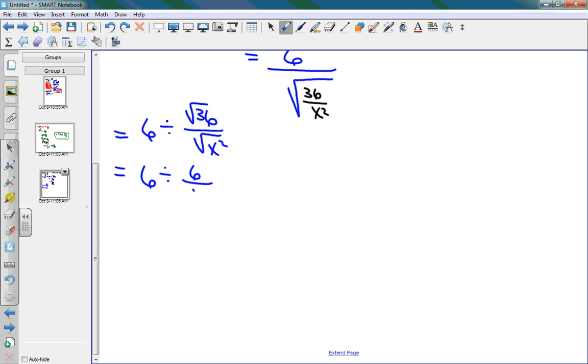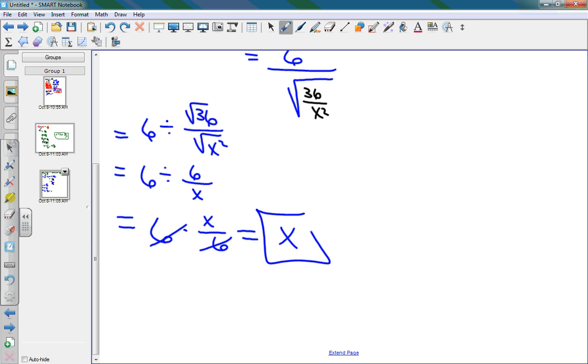So now, when you divide by a fraction, what are you actually doing? Multiplying by its reciprocal. So what happens to my 6's? And I'm left with x. Are they inverses? Yes. I proved that just now, didn't I? Why did I do this problem?